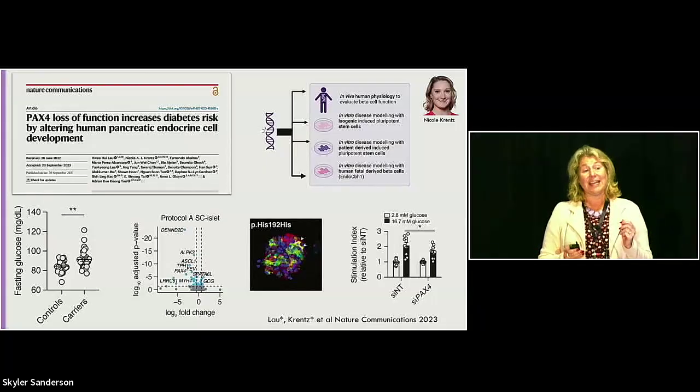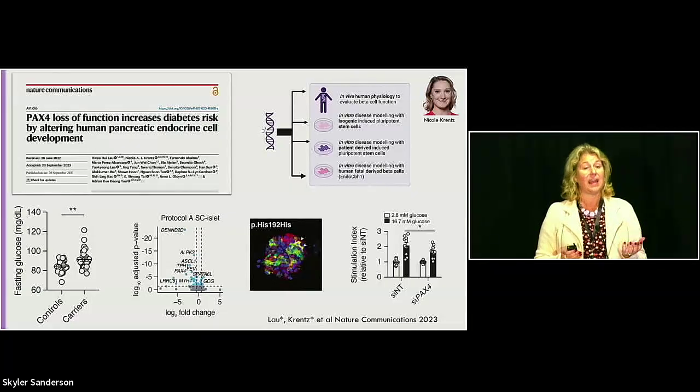We then made stem cells from carriers of the variant. We used CRISPR to correct the variant. We used in vitro differentiation protocols to make pancreatic beta cells in a dish. And we then used multiomics to profile those cells. And we could demonstrate that there was a failure of those cells to make it all the way to beta cells. And they ended up being positive for both insulin and glucagon.